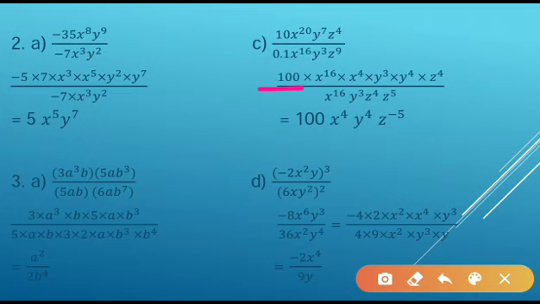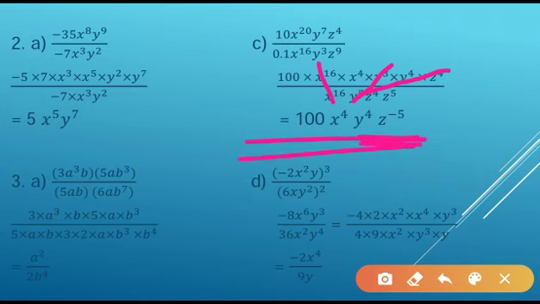variables. X to the power 20, we can write as x to the power 16 into x to the power 4. Y to the power 7 can be written as y cube into y to the power 4, and z to the power 4 will be as it is. Now in the denominator, x to the power 16 and y cube will be as it is, and z to the power 9 can be written as z to the power 4 into z to the power 5. Now start cancelling. This will be cancelled, y cube will be cancelled, z to the power 4 will be cancelled. This will remain, and this will be your answer.